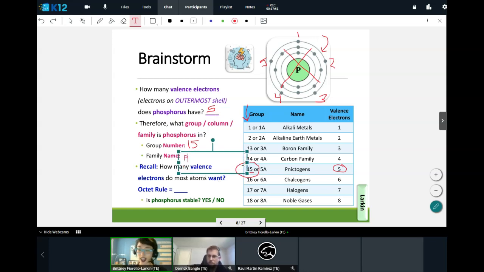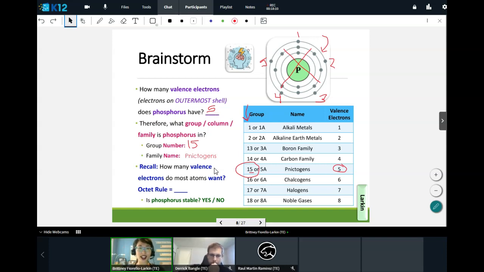All right. So this is the pnictogen group. Much like the word pterodactyl, the P is silent, so that's how you say it, pnictogen. And pnictogen is actually Greek or Latin or something. Pnictogen actually means to choke, so it's elements that choke.